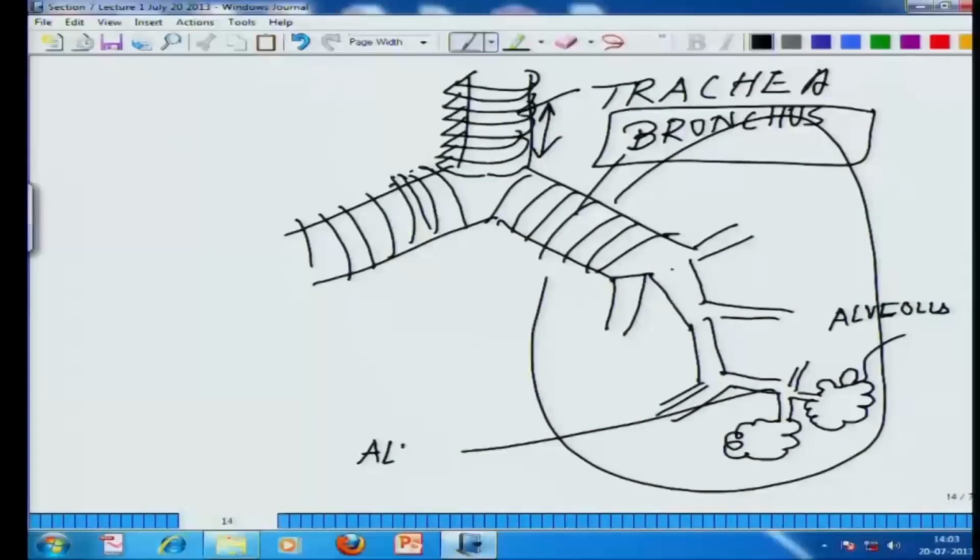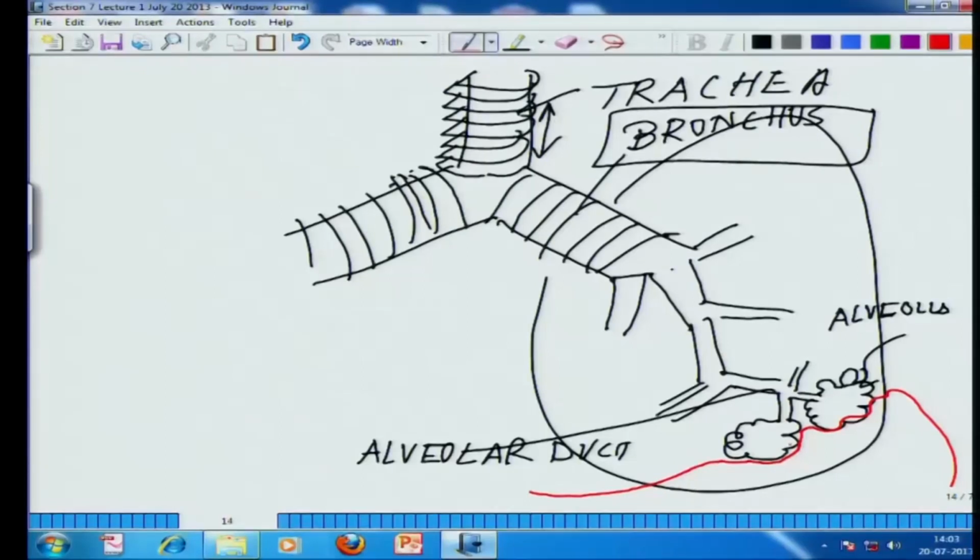Okay. So, here you have the alveolar duct. And these are the alveolus, and essentially what is happening is that the blood vessels are coming through like this, they are moving through like this.